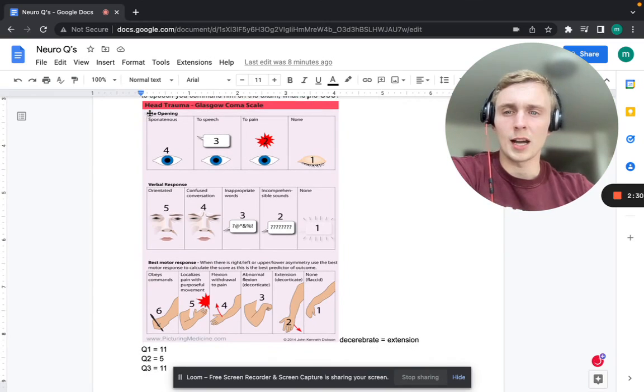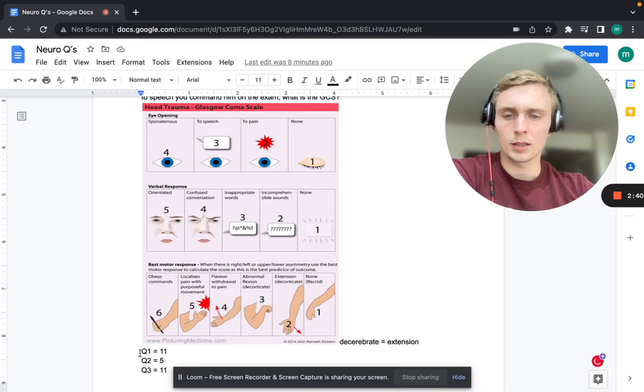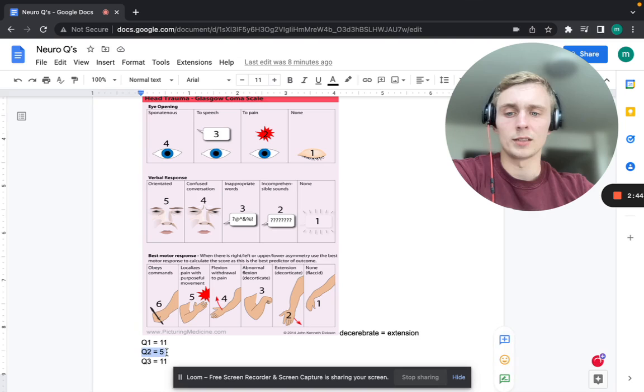So we have the GCS here. EVM is how I remember it. E for eyes, V for verbal, M for motor, and there's 4 for eyes, there's 5 for verbal, and there's 6 for motor. So the first one is 11. His GCS score was 11. His second one is 5. And the third question, GCS score is 11.